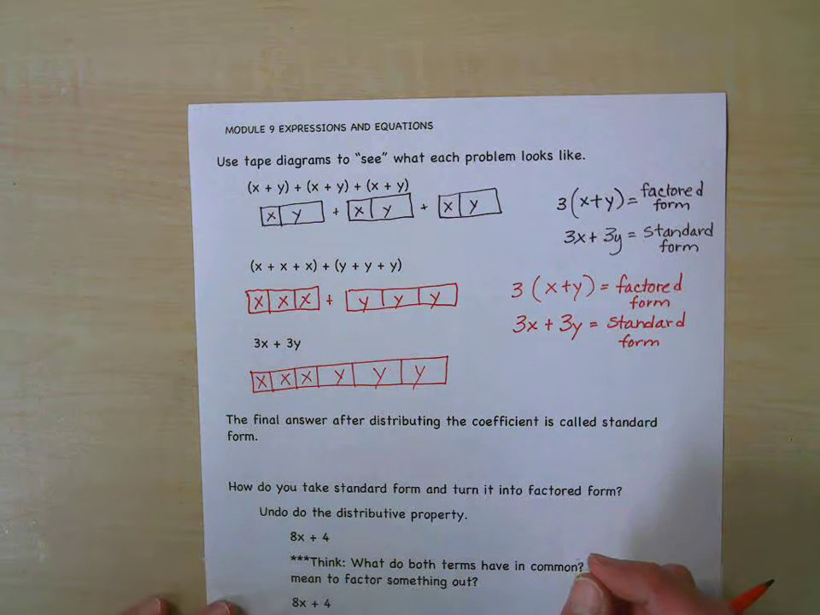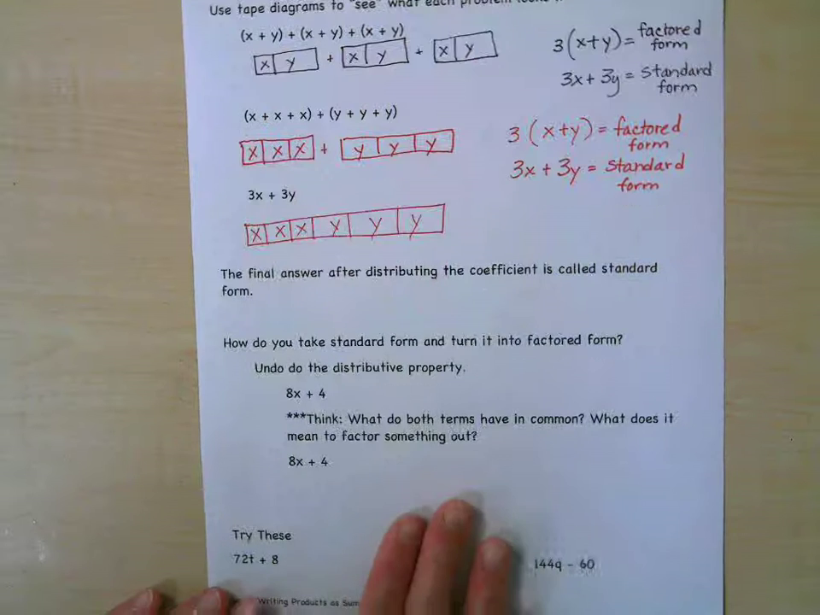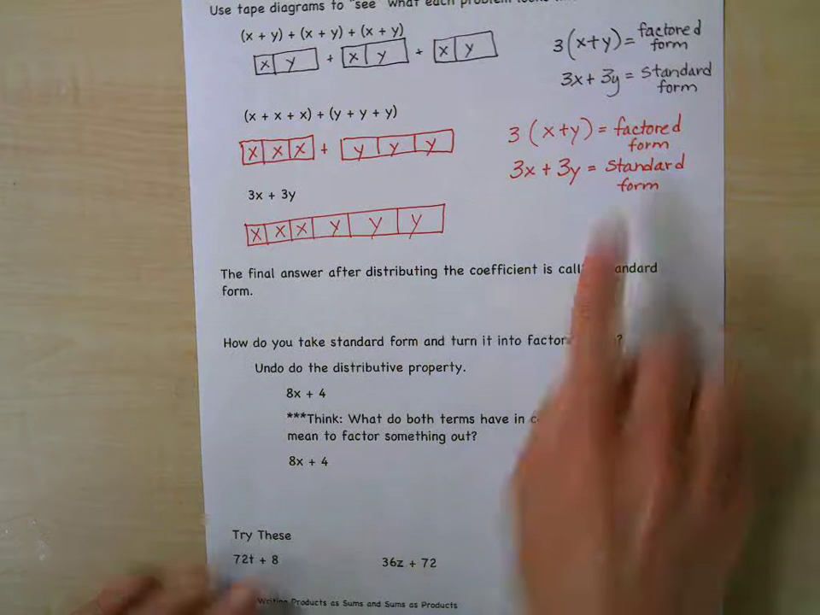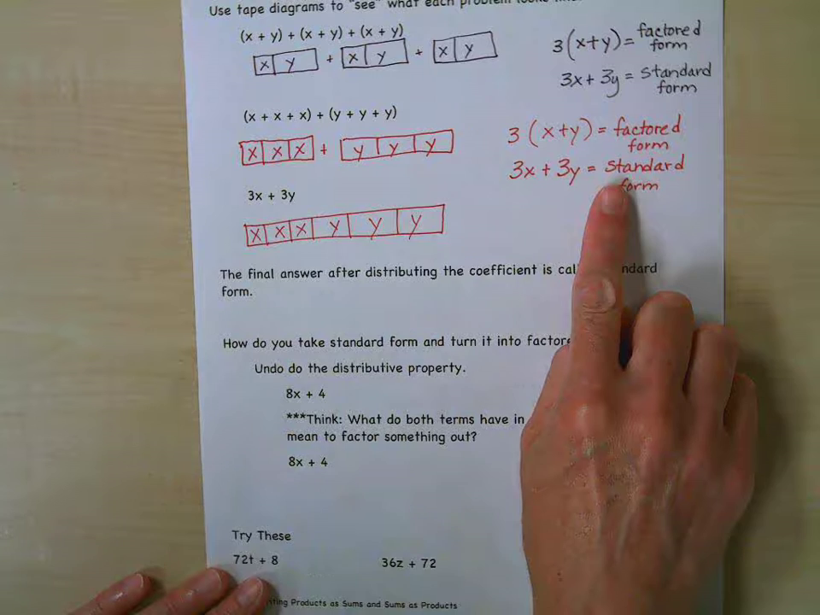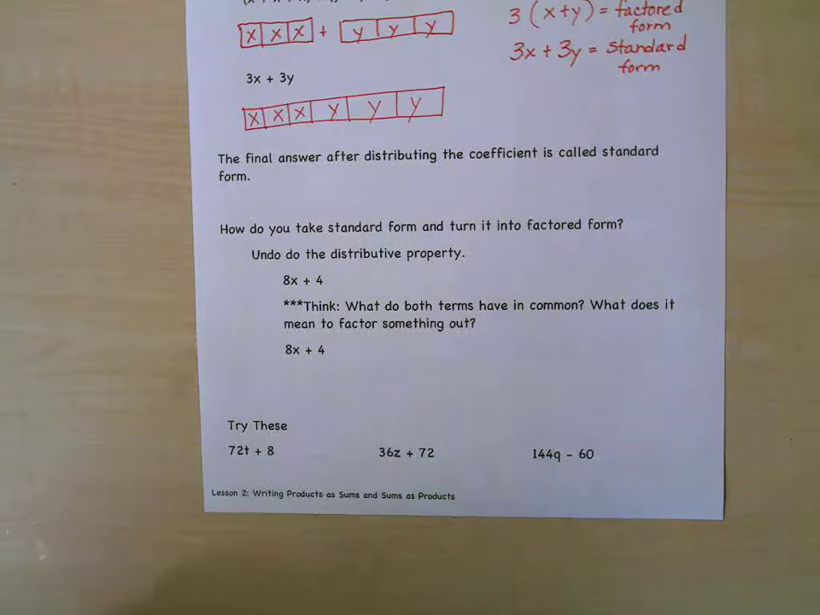So all 3 of these problems are showing you the exact same thing. They just look different, okay? So that's what is really cool about factored form, is that you can factor it out in many different ways and it just looks different, okay? So the final answer after distributing the coefficient is called standard form, and we talked about that up here.